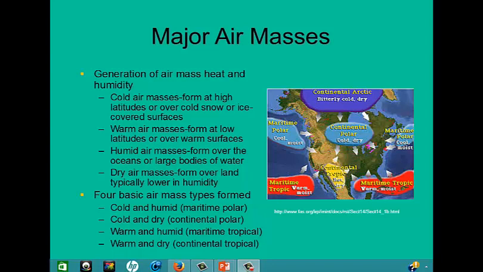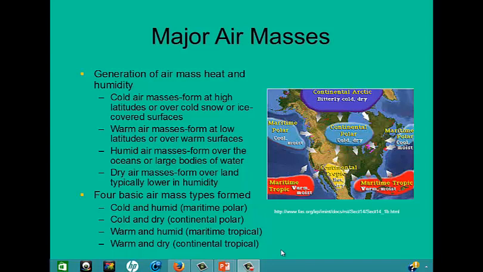Cold air masses form at high latitudes or over cold snow or ice-covered surfaces. Warm air masses form at low latitudes or over warm surfaces. Humid air masses form over the oceans or very large bodies of water, and dry air masses form over land, typically lower in humidity.